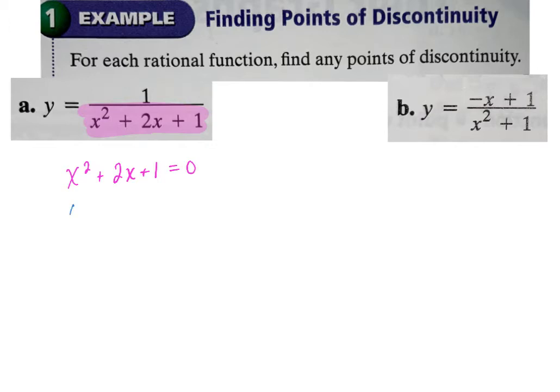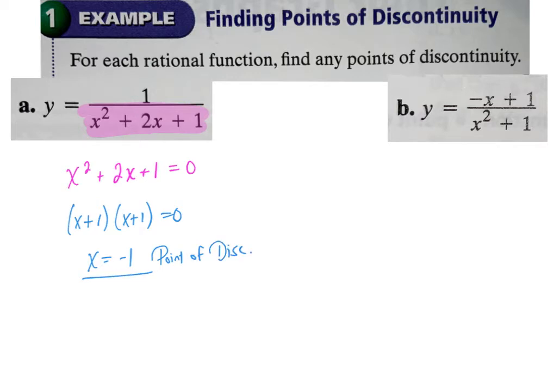If I factor it, I'm going to get x plus 1 times x plus 1. They're both the same. So at x equals -1, that is going to be my point of discontinuity. So there is one point of discontinuity at x equals -1. All right, let's look at the next one.